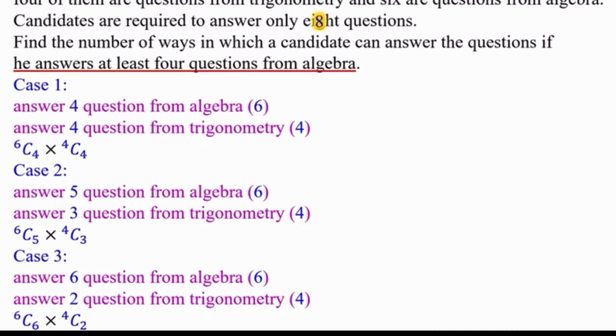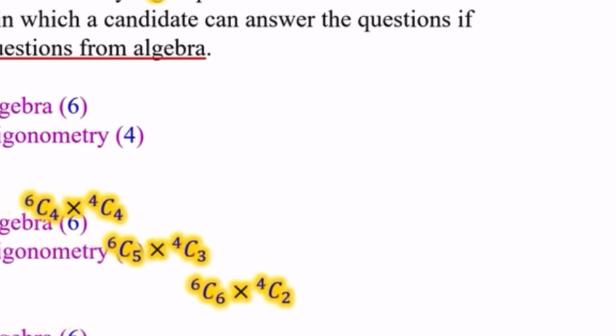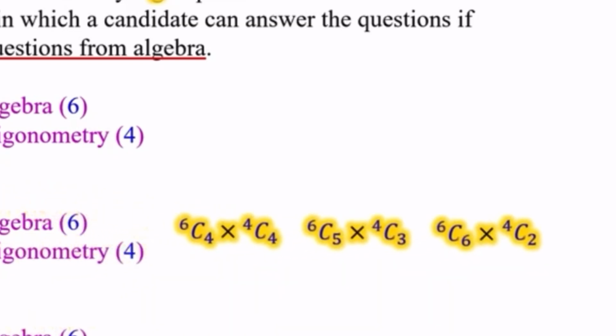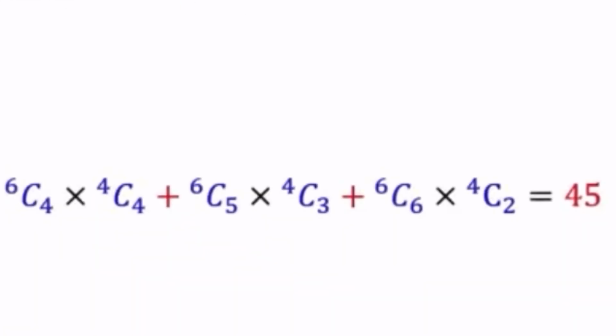So you need to add the answers from case 1, case 2 and case 3, and the total is 45 ways. So we can say that the answer is 6C4 times 4C4 plus 6C5 times 4C3 plus 6C6 times 4C2 equals 45 ways. That is the answer for this question. Let's proceed to the next question.